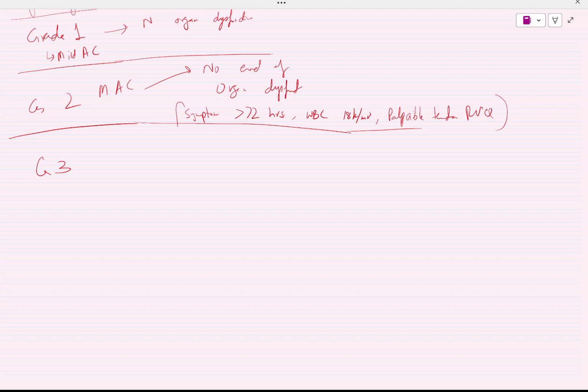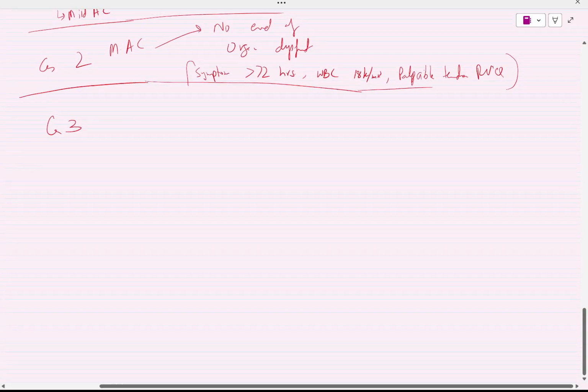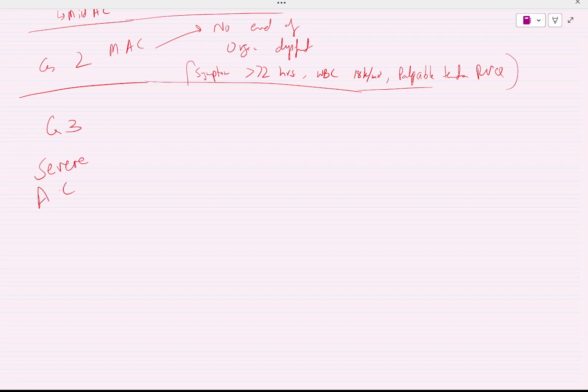So what will happen in grade 3? There will be severe acute cholecystitis.